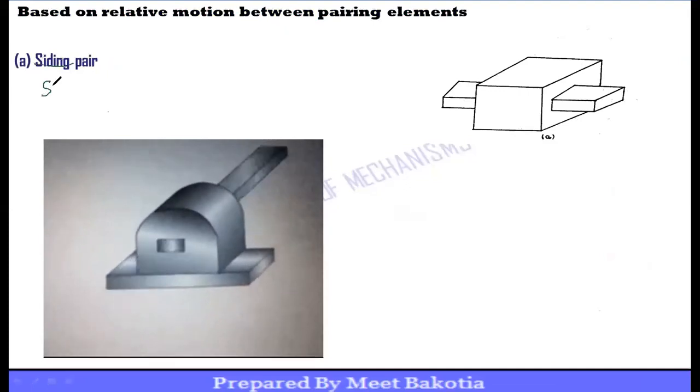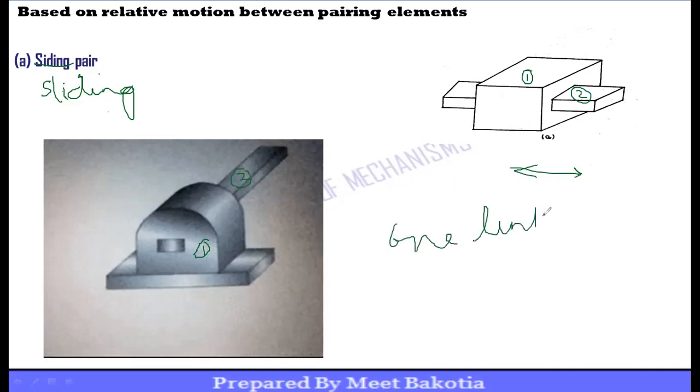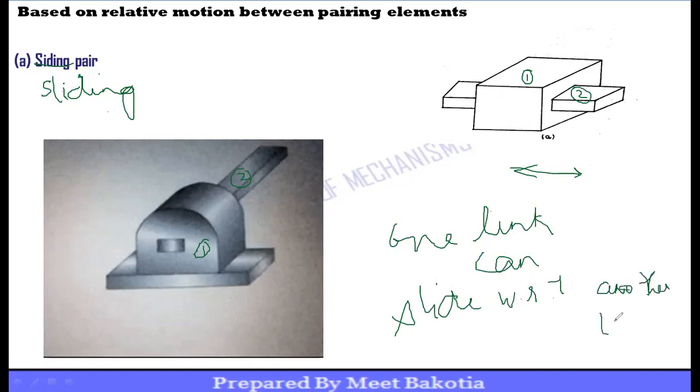Extremely sorry, I should have written here the sliding pair or prismatic pair. So when the two links are connected in such a way, you can see here, this is link number 1 and this is link number 2. When the two links are connected in such a way that one link can slide relative to another link, the pair is called the sliding pair. When one link can slide with respect to another link, then I'm going to call it the sliding pair, right?